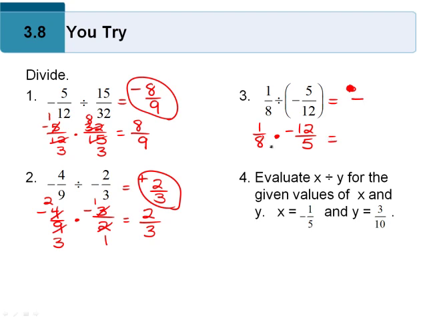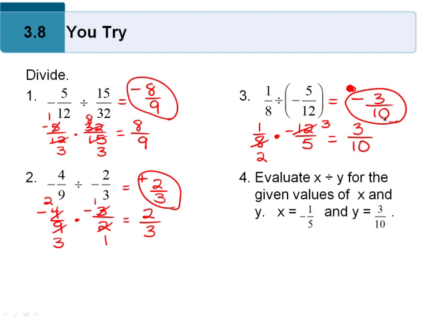8 and 12 I can cancel by 4. So 8 divided by 4 is 2. 12 divided by 4 leaves 3. So on top I have 1 times 3 is 3. And on the bottom 2 times 5 is 10. So we end up with negative 3/10. That would be it. Okay?